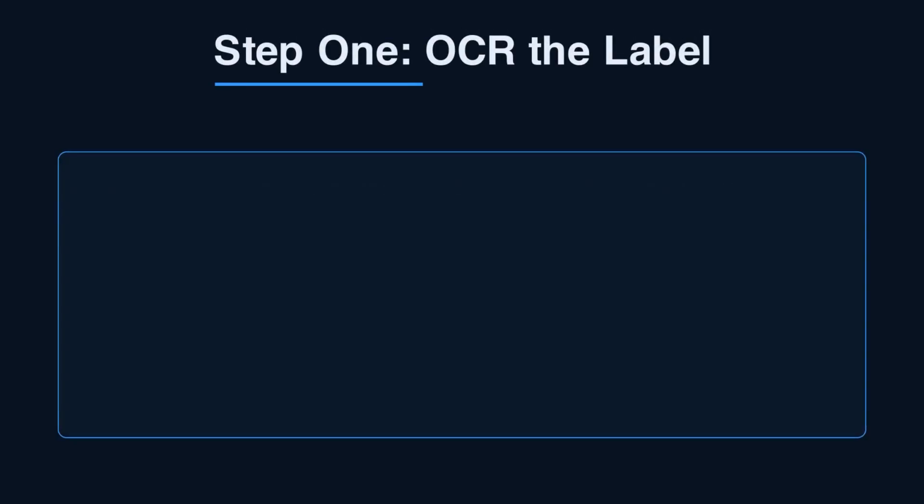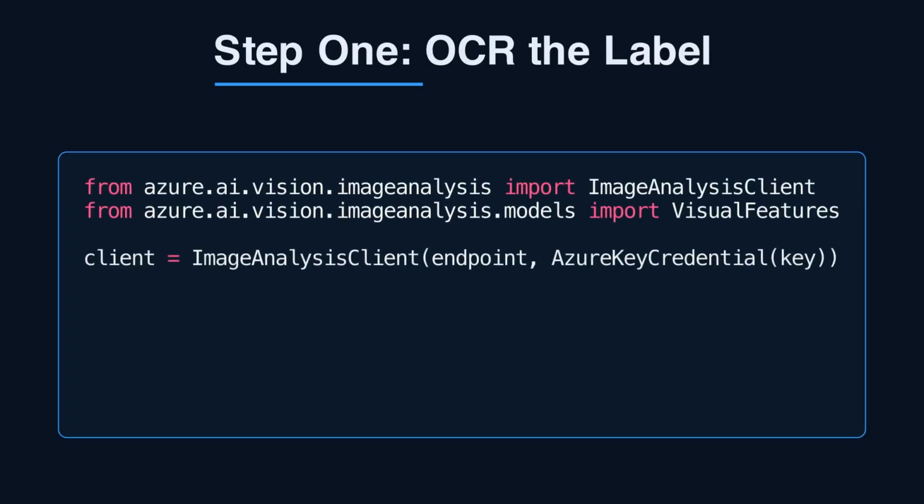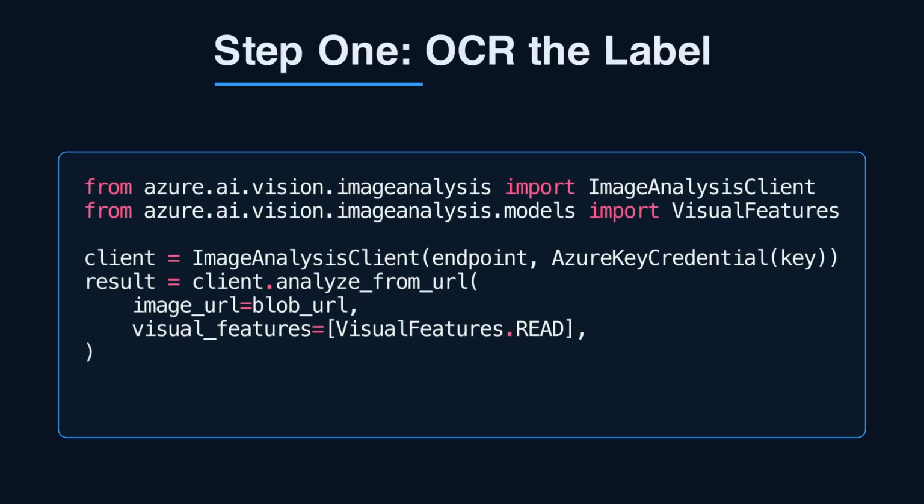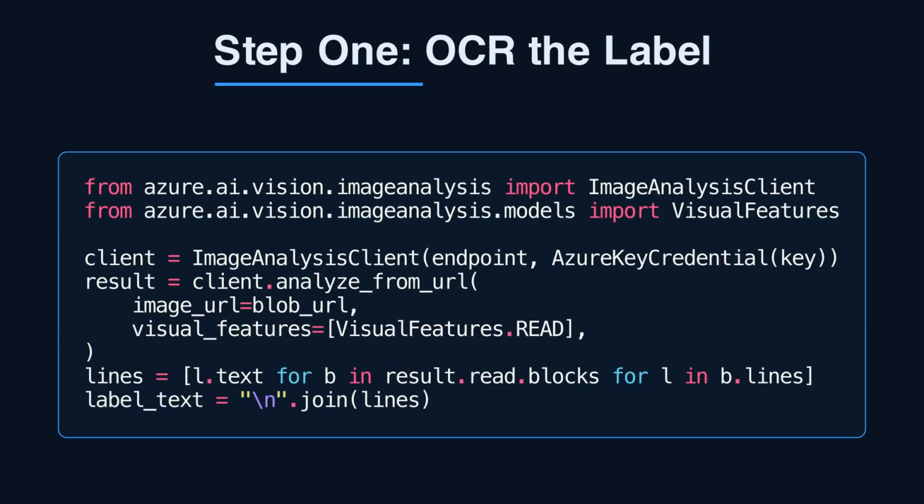Use the Vision Image Analysis client, not the old batch read endpoint. Point it at the blob URL and request the read feature. Nutrition panels are small dense text, so image quality matters. Reject photos under about 720 pixels tall. The call returns text lines with bounding boxes. Keep the line order, because ingredient lists read top to bottom.